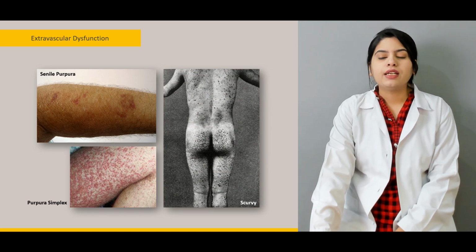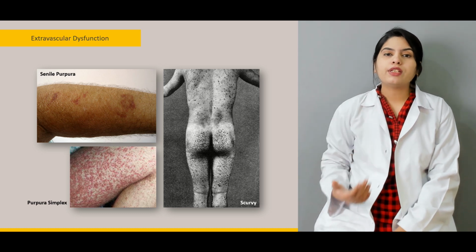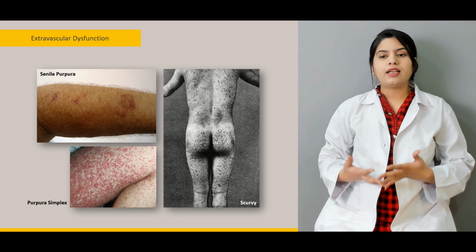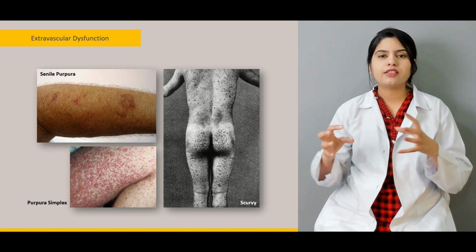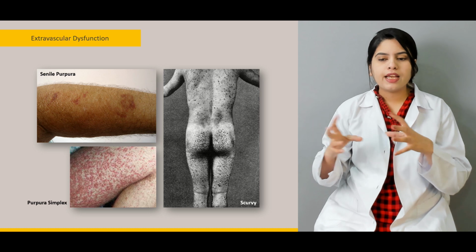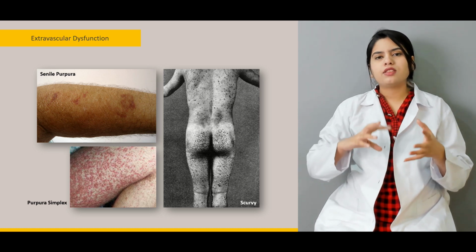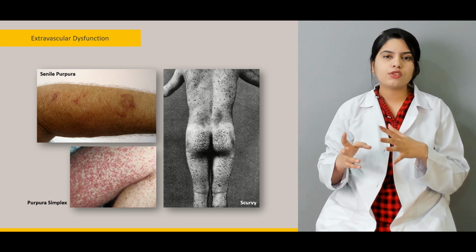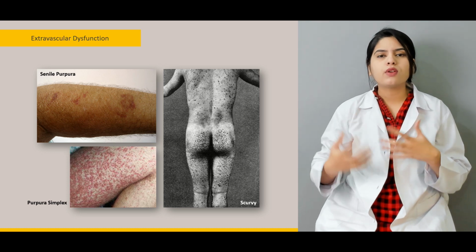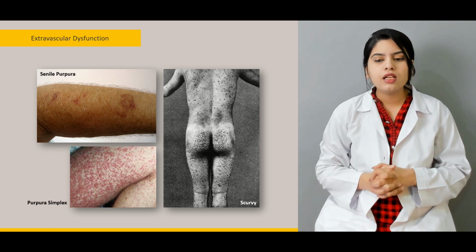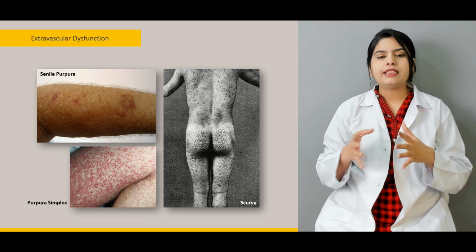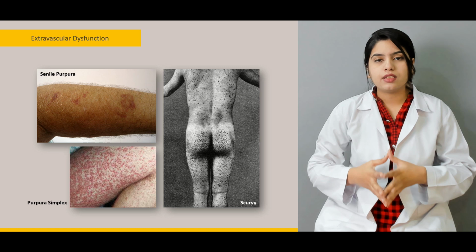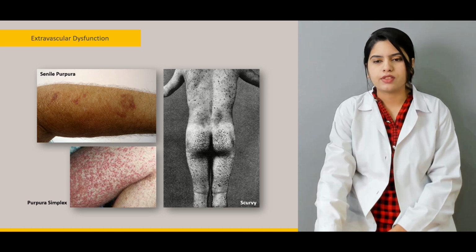Then scurvy. Scurvy is basically due to deficiency of vitamin C that leads to this kind of disorder. Also, it appears like reddish spots on the skin, and this is just a skin-associated manifestation of this disease. It also involves the bones and bony defects as well. So this is also a cause of bleeding in case of extravascular dysfunction.